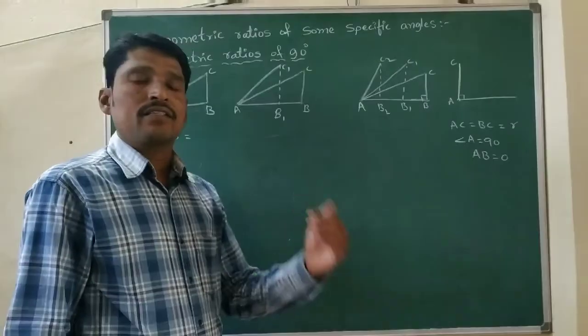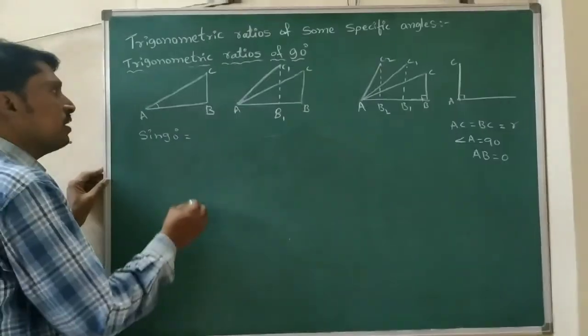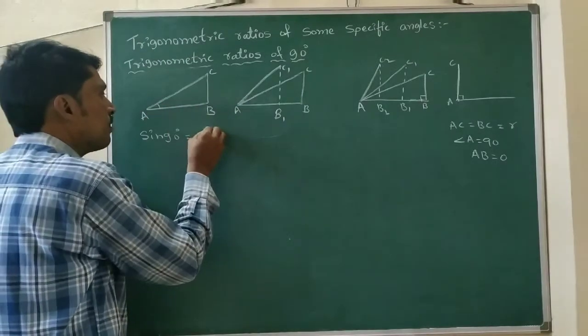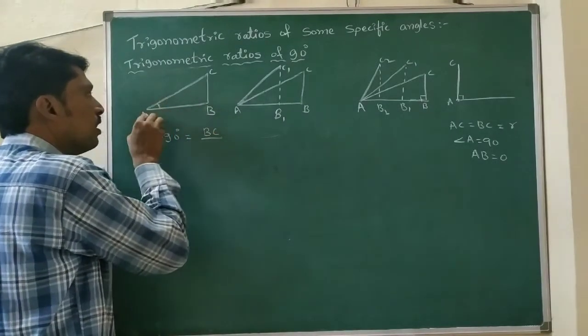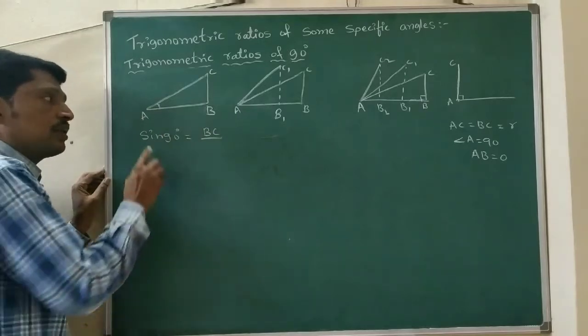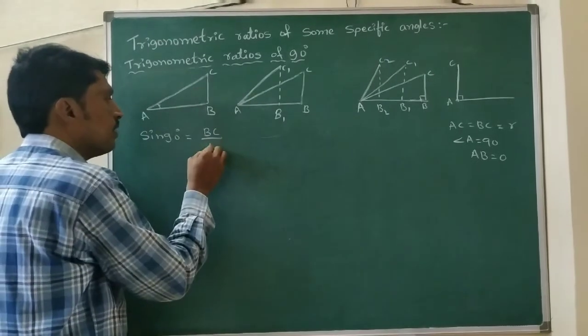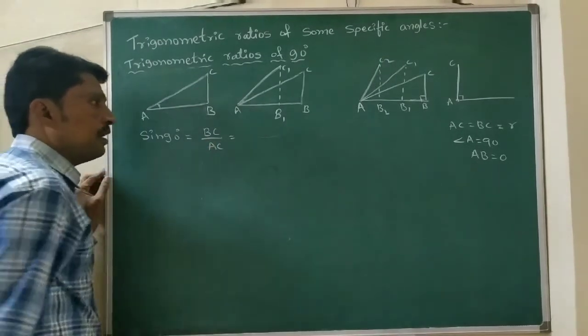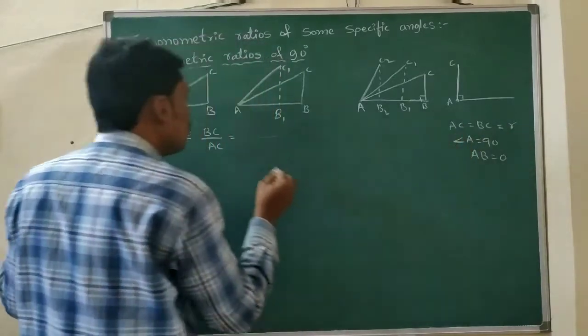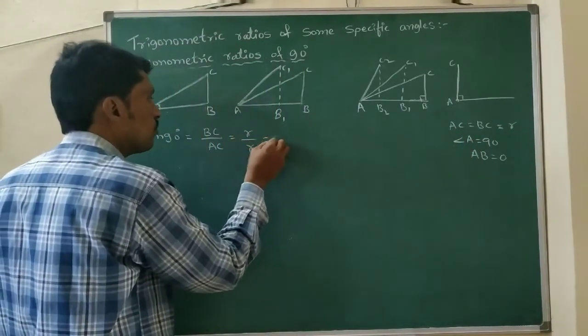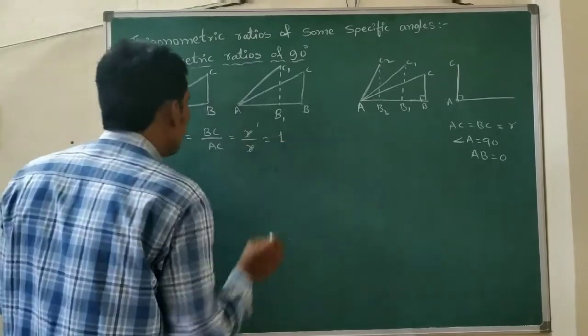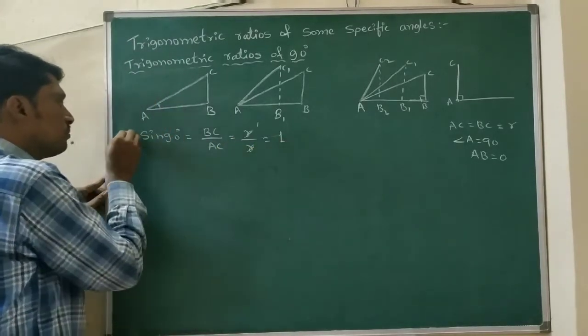Now we can take sin 90 degrees. What is sine? Opposite side to the angle by hypotenuse. Here BC is opposite with respect to the acute angle A, so BC by hypotenuse. AC is the hypotenuse. BC value is R, AC value we also took as R, so R by R equals 1. So sin 90 equals 1.